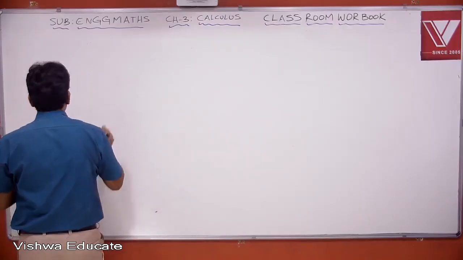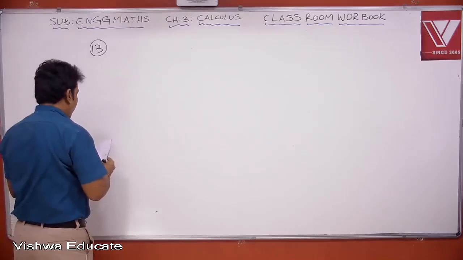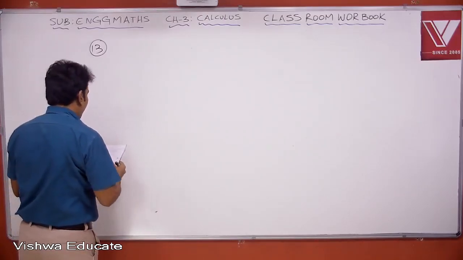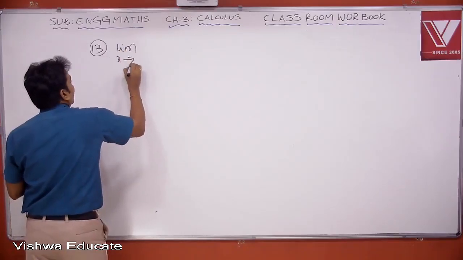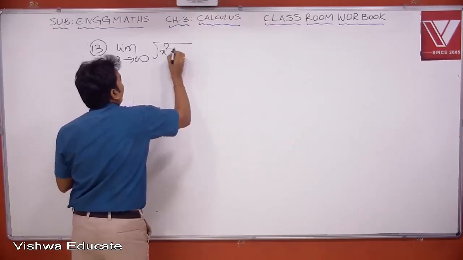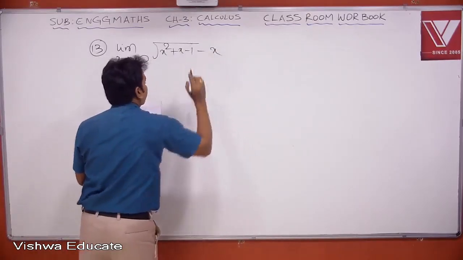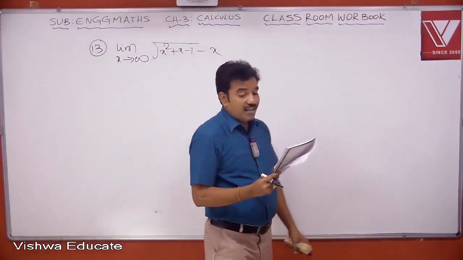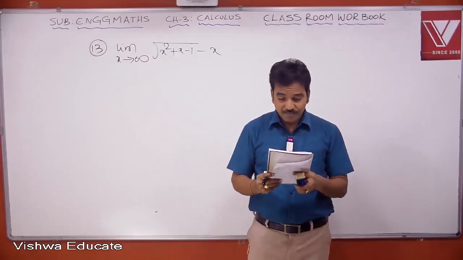Now let us move to question number 13. This question is related to limit values when x tends to infinity. So the question is: limit as x tends to infinity of square root of x square plus x minus 1 minus x is, see, one option is infinity, another is minus infinity, one is 1 by 2, one option is 0.